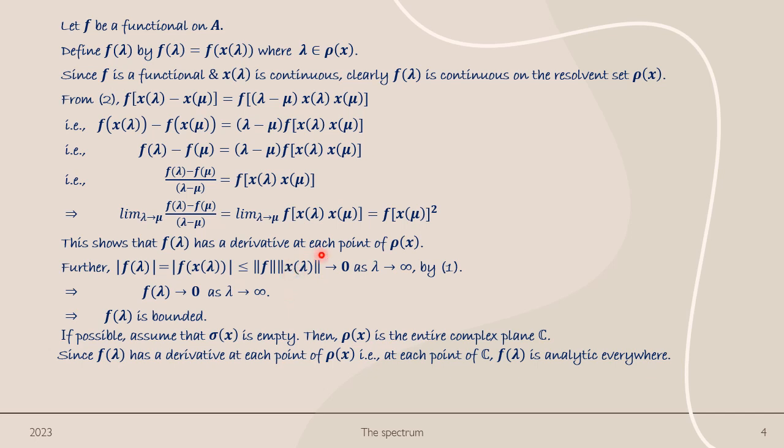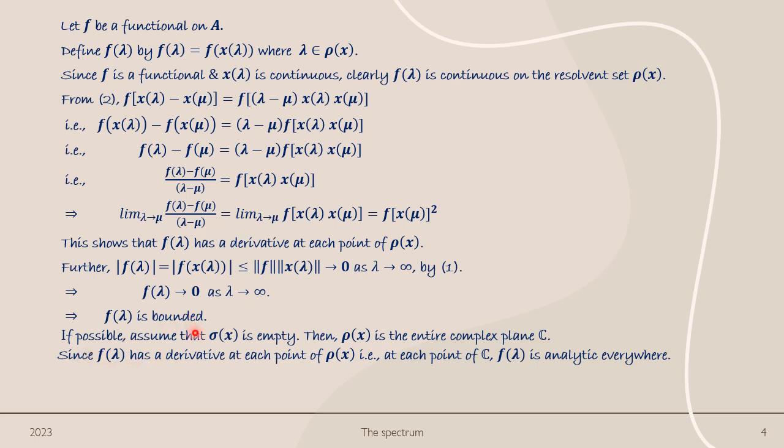So the norm of x of lambda on the right hand side also tends to 0 as lambda tends to infinity. So the right hand side fully tends to 0 as lambda tends to infinity. But modulus of f of lambda is less than or equal to something which tends to 0. So f of lambda tends to 0, that is modulus f of lambda tends to 0 as lambda tends to infinity. Even though the complex number approaches infinity, f of lambda, the function, tends to 0. What does that mean? This function is a bounded function. f of lambda is bounded.